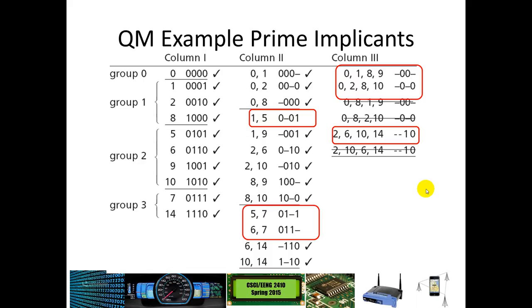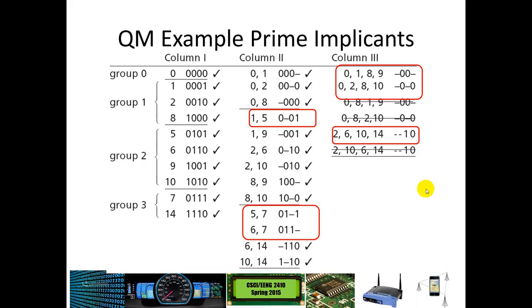And now what we want to do is identify all of the terms that did not get checked off. So within column one, we did find a mate for all of those terms, so everything got checked off. That means if you were to plot this on a Karnaugh map, you would not have any prime implicants that were single groups of an individual one. You would always have at least groups of two. Then in column two, we didn't find a mate for 1-5, 5-7, or 6-7. So we have three groups of two that turn into prime implicants. And then over here in column three, we had those three terms and none of them got checked off. So we do have three prime implicants there.